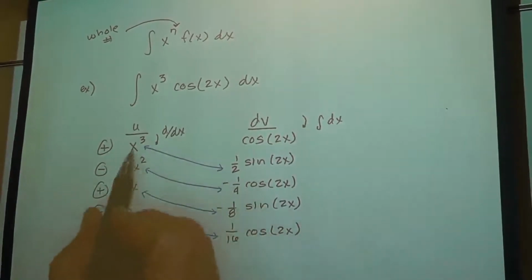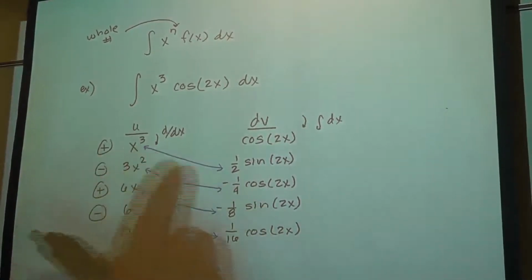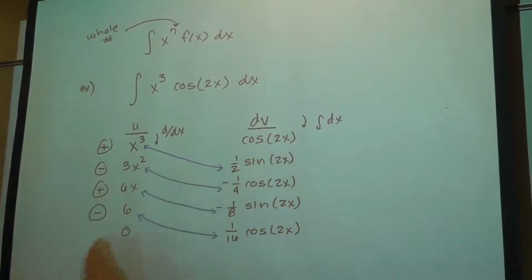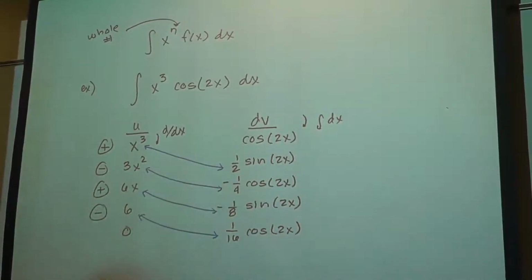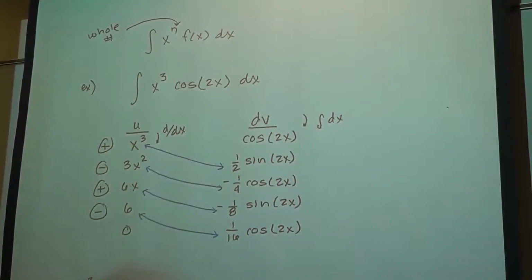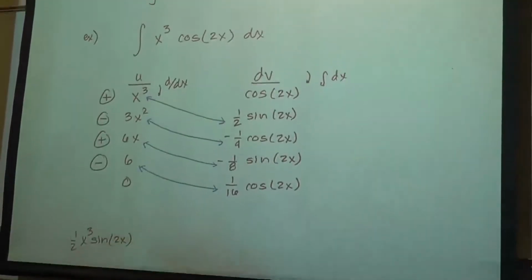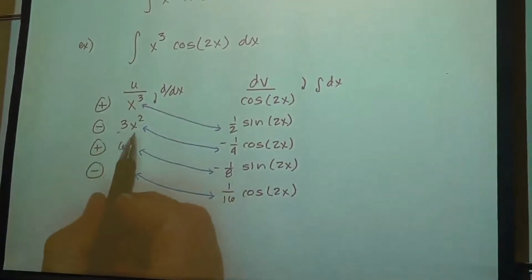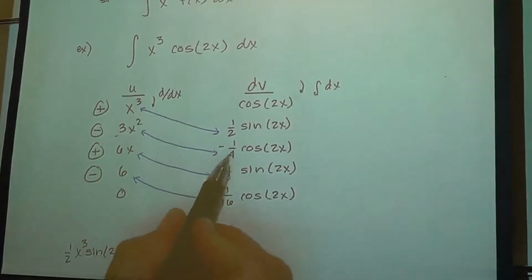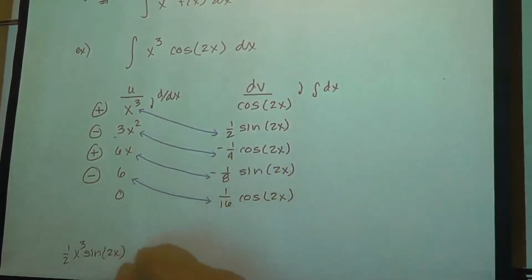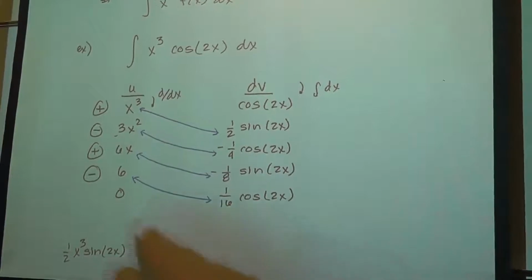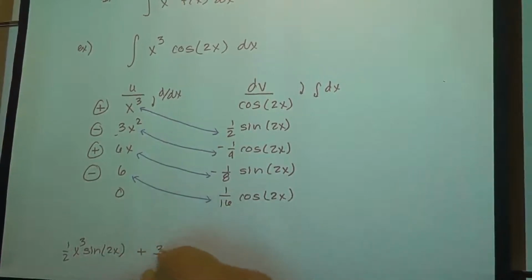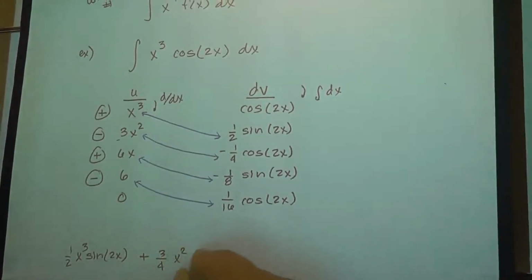Your first part's going to be x cubed, positive x cubed times 1/2 sine 2x. So I'd write that first chunk of the antiderivative that way, just multiplying along that blue diagonal. Then negative 3x squared times negative 1/4 cosine 2x. So negative times negative, watch your signs there, positive 3/4 x squared cosine 2x.